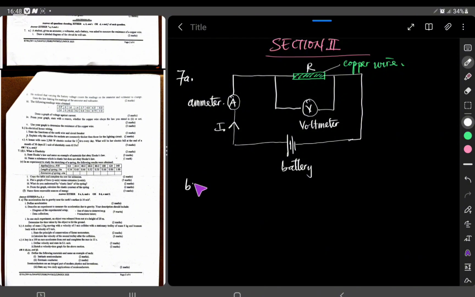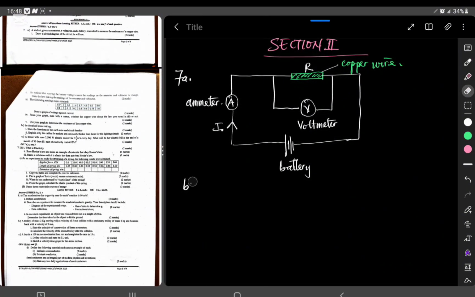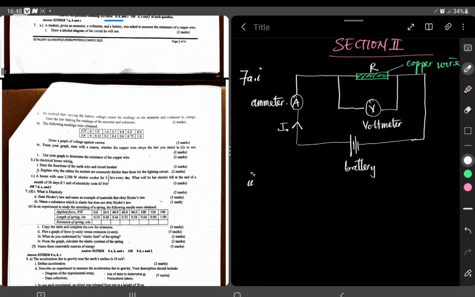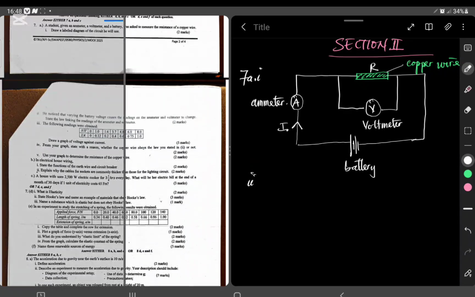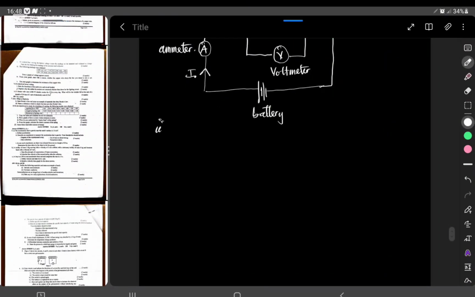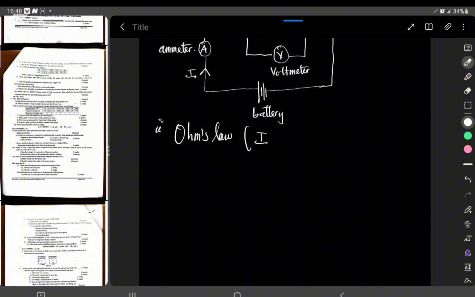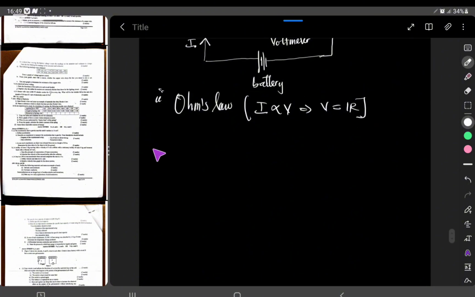Okay, now B, not B, that is, B was A Roman 1, A Roman 2. For A Roman 2, it says, state the law linking the readings of the ammeter and the voltmeter. The ammeter measures current, the voltmeter measures voltage, and this law will normally be Ohm's law. Ohm's law states that the current I flowing through any ohmic conductor is directly proportional to the potential difference across that conductor, provided physical conditions like temperature, length of the conductor, and cross-sectional area of the material are kept constant. So I is directly proportional to V. This normally boils down to V equals IR. Take note of that.